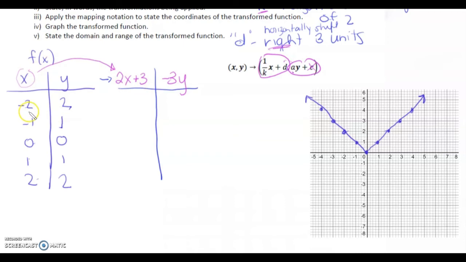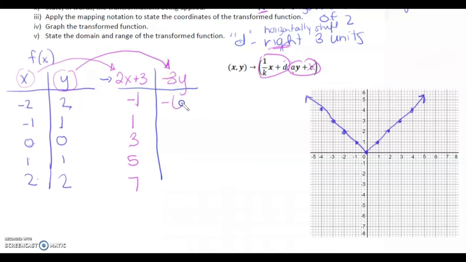So -2 times 2 is -4, plus 3 is -1. -1 times 2 is -2, plus 3 is 1. 2 times 0 is 0, plus 3 is 3. 2 times 1 is 2, plus 3 is 5. 2 times 2 is 4, plus 3 is 7. So those are our new x coordinates. Now, all of the y coordinates, we are going to just multiply by -3.